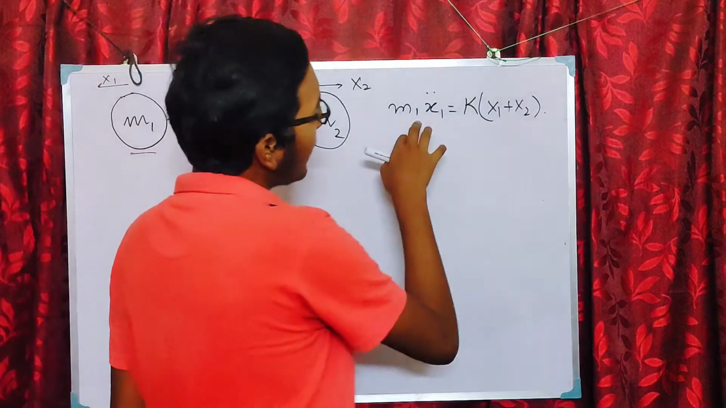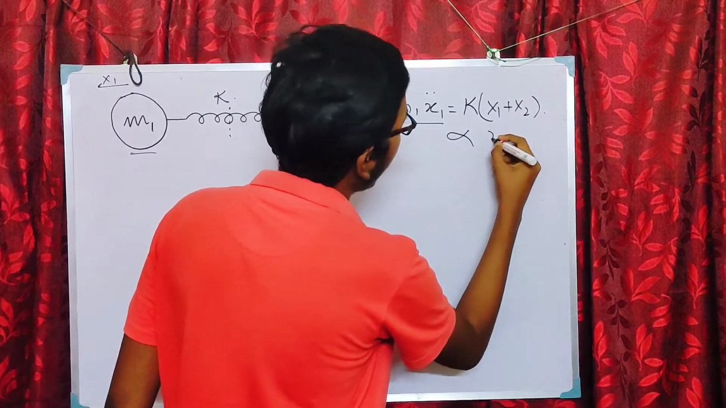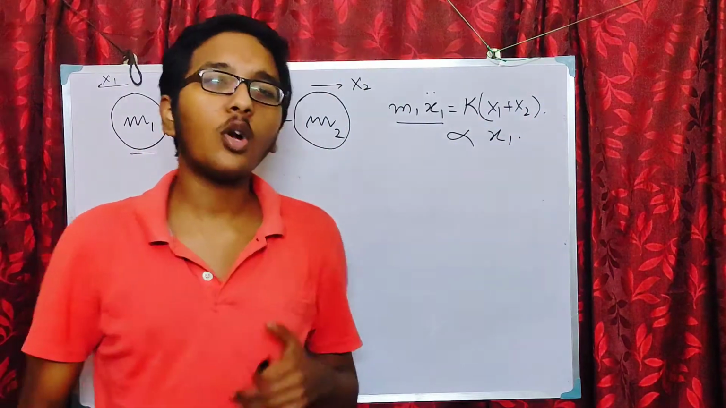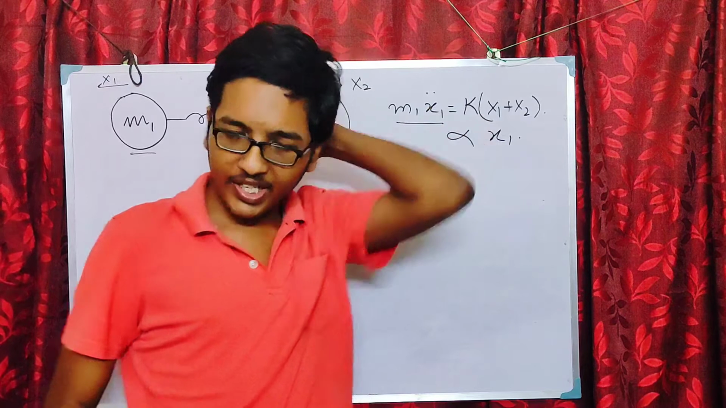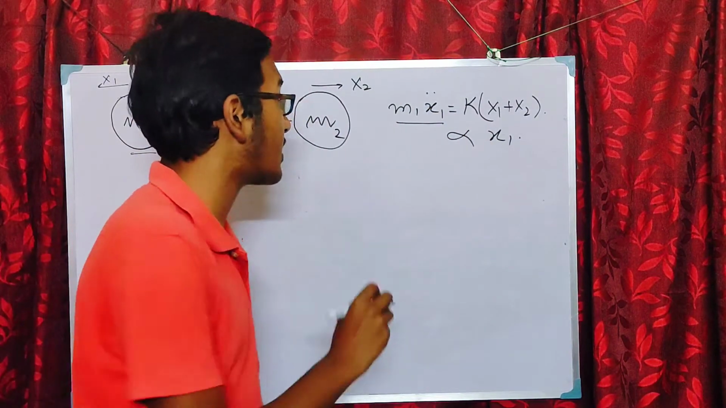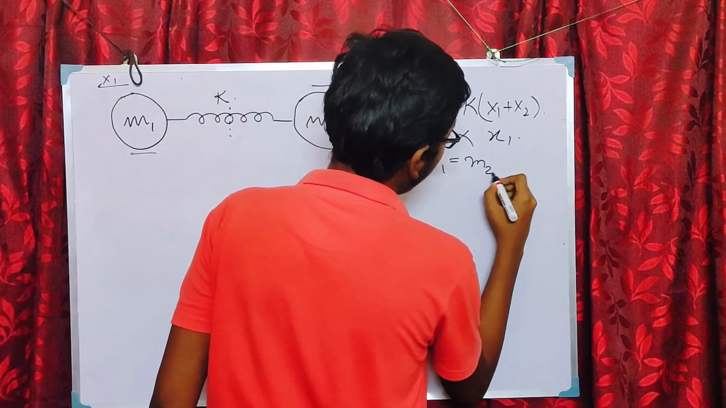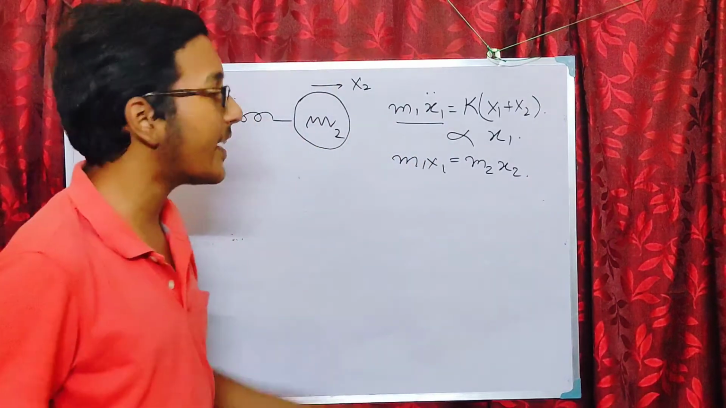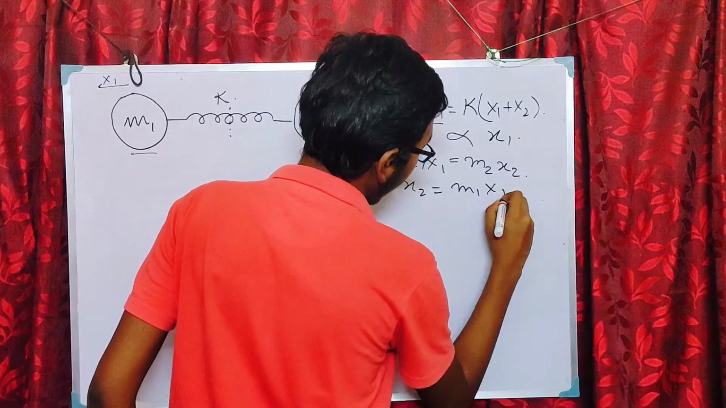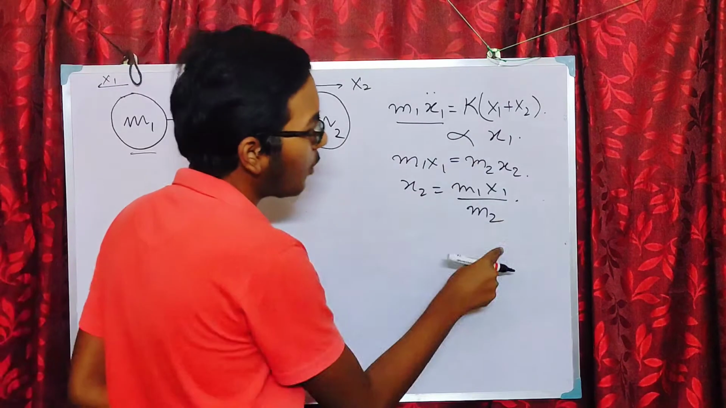Now we know, to be a simple harmonic motion, this term should be proportional to x1. So we have to eliminate x2. We see that the center of mass is at rest, so I can write m1 x1 equals m2 x2. So we get the value of x2 in terms of x1, it would be m1 x1 by m2. Now just substitute this here.